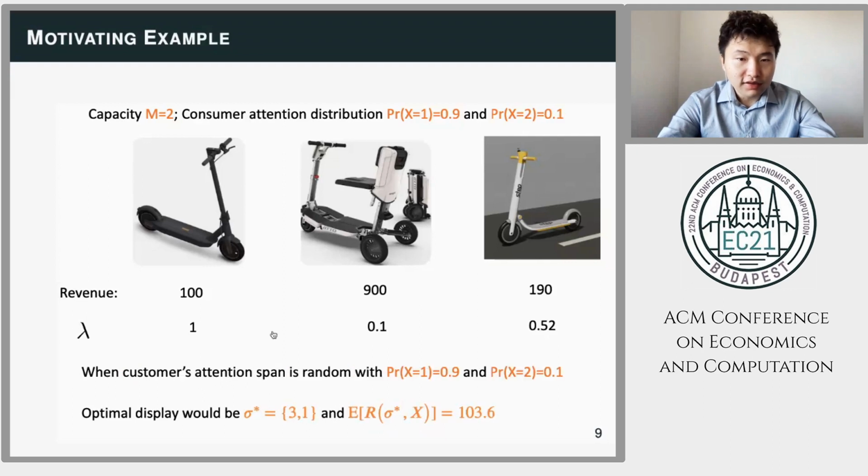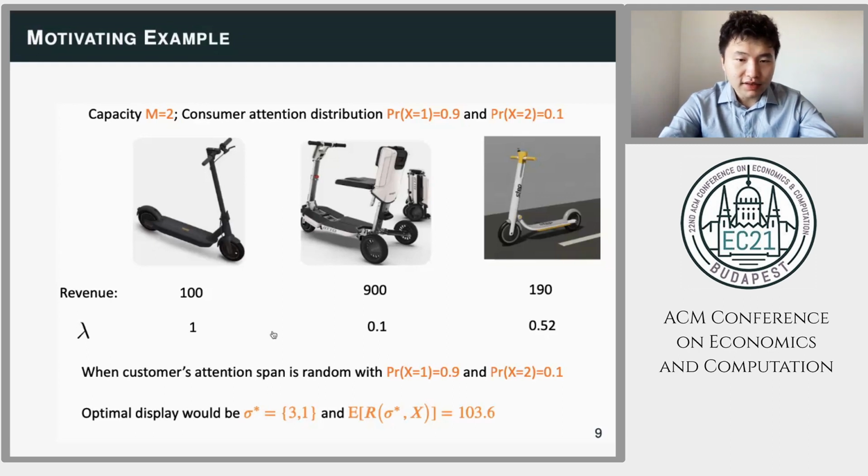However, when the consumer's attention span is random following this distribution, things are more complicated. In fact, the optimal display would be to put product 3 in the first position and put product 1 in the second position. The corresponding revenue of this display, taken over the random attention span, is 103.6.